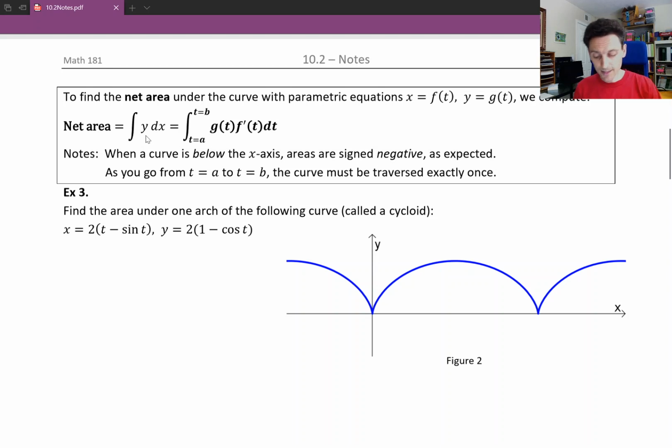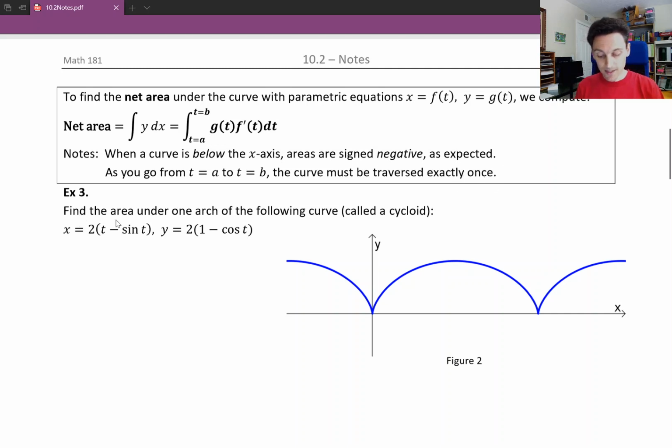We never had to worry about that because the graph never changed directions. dx, when you consider a change in the x value, was always moving in one direction. But as t goes from a to b, the curve could move to the right, it could move to the left, it could do all kinds of different things. And so we just have to be a little bit careful if we want this to really be computing the net area underneath the curve. We've got to make sure that on our interval of t, the curve is traversed exactly once. Otherwise, you might double count your area or triple count your area under the curve.